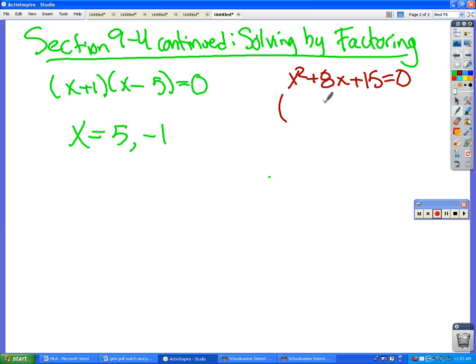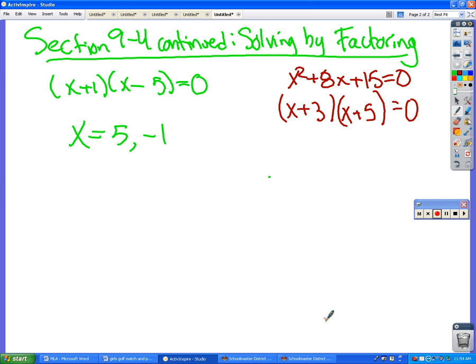Okay? So we're going to start again with parentheses, parentheses. What goes in the front? An x and an x, because we need it to multiply together to be x squared. And now I need to find two numbers that multiply together to make 15 and add to be 8. What? The king of factoring says plus 3 and plus 5. All right? So now we can solve the problem.